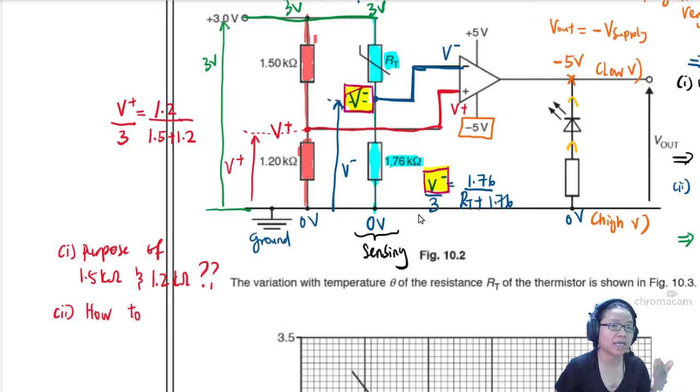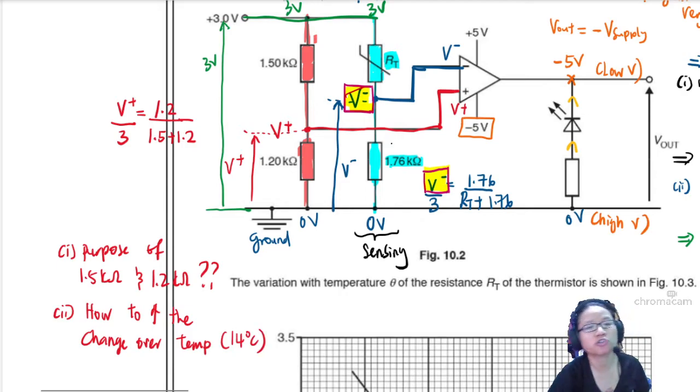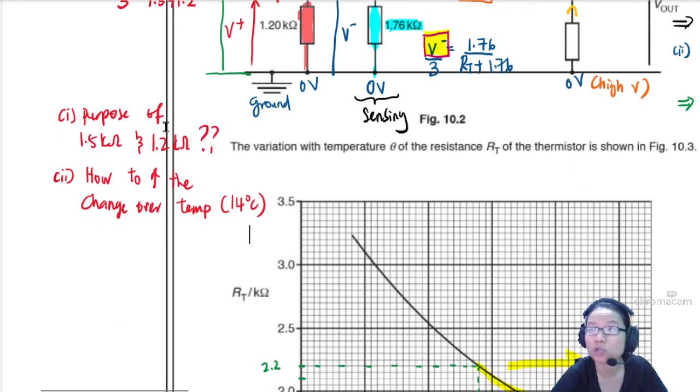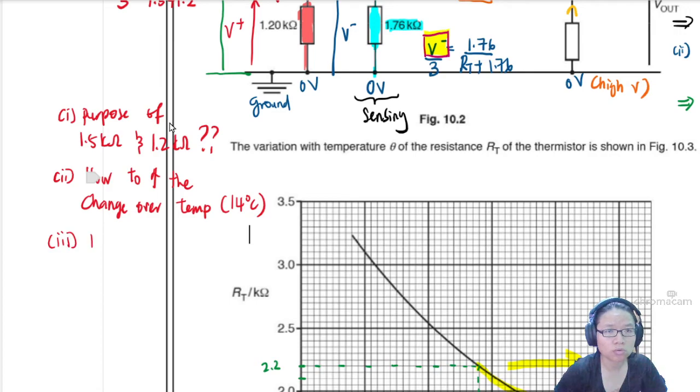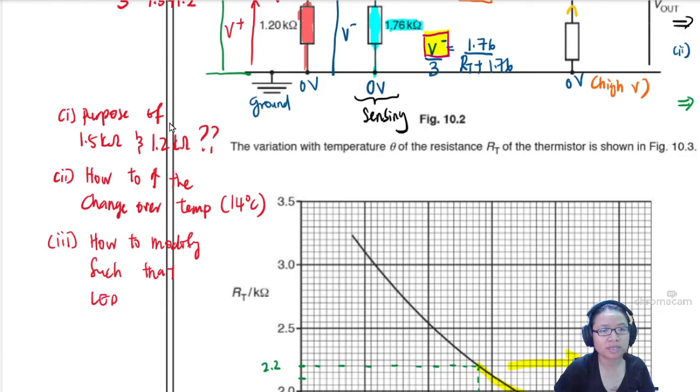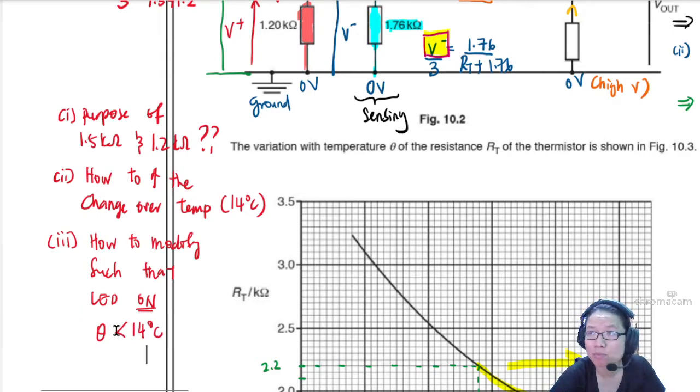Number two, how to, let's say, increase the changeover temperature of 14 degrees Celsius. Let's say I want the changeover temperature to be 20 degrees Celsius. What do I need to change in the circuit? And number three, they could also ask you how to modify the circuit such that the LED is on when theta is less than 14 degrees Celsius. So the LED turns on when the temperature is cold.